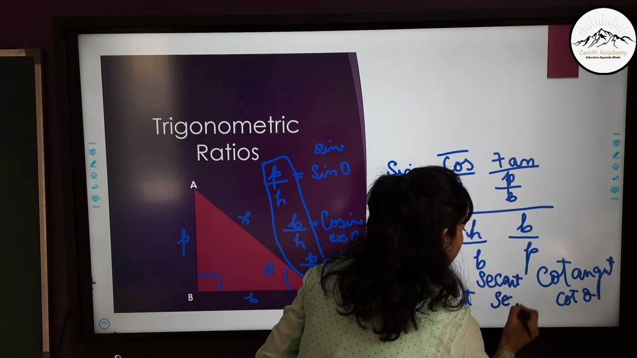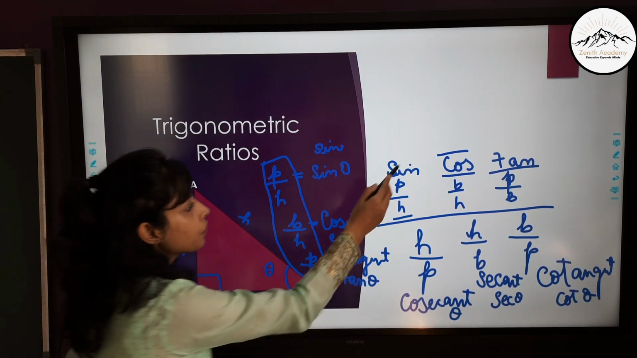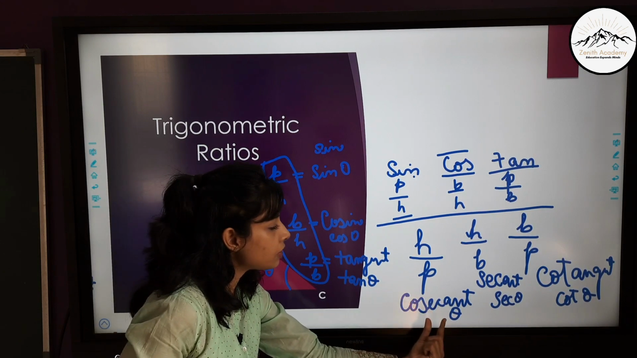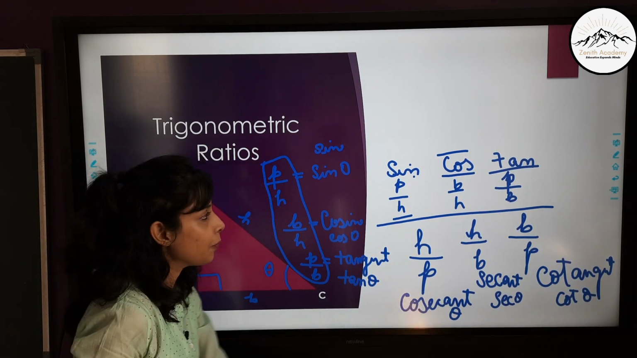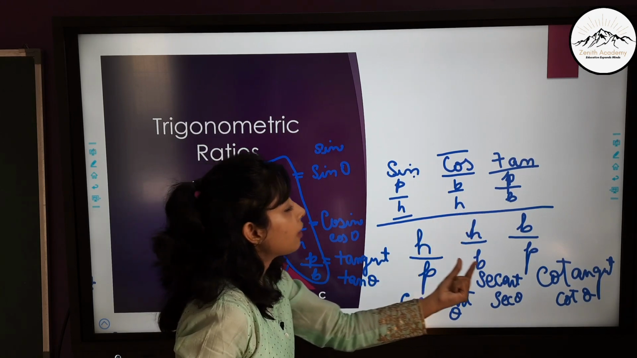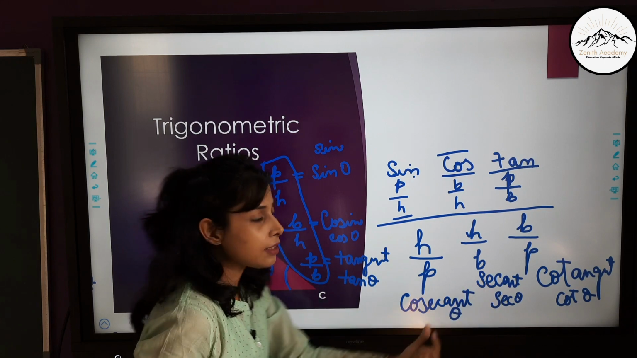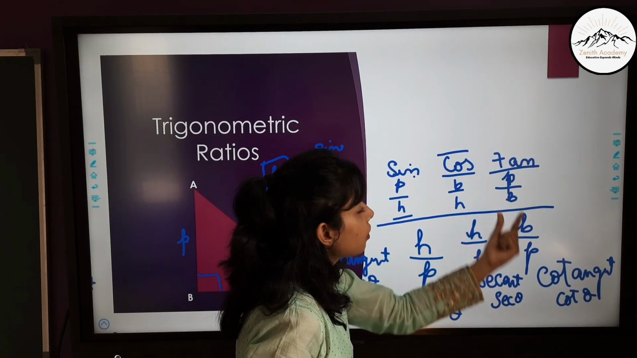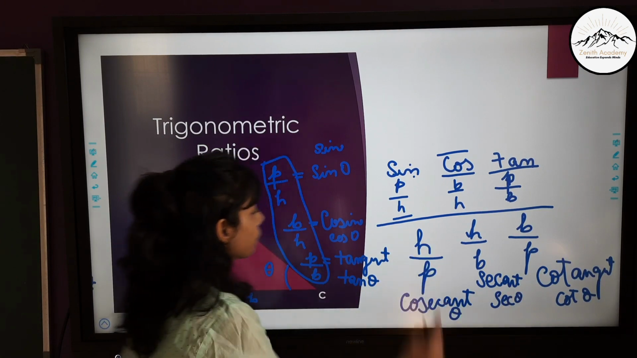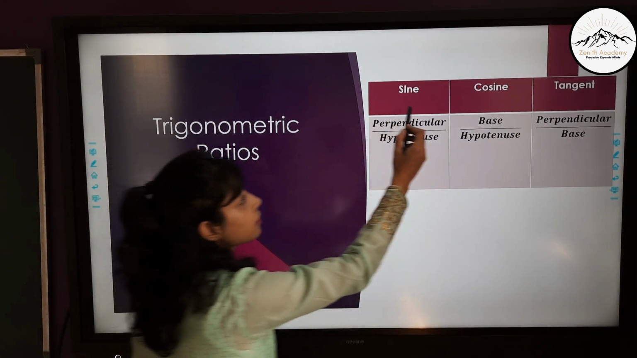For this we say it is sec theta. So now we have sine theta, and the opposite of sine is the cosecant theta or cosec theta. Cos theta, which is base upon hypotenuse, and the reciprocal is sec theta or the secant theta. Tangent theta, the reciprocal is cotangent theta or cot theta. Let's read this. So what is this?